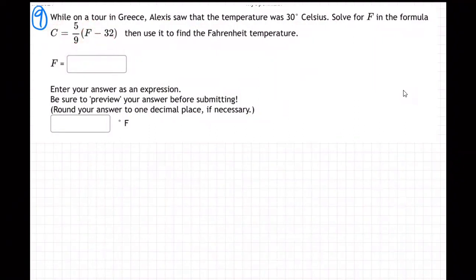The first thing they want us to do is take this equation and solve for F. And then the second part, we're going to plug in the 30 degrees Celsius to the formula and find out how hot it is in degrees Fahrenheit. All right, that's a two-parter. So let's come on down here. I'm going to write the formula: C equals 5/9 (F minus 32).